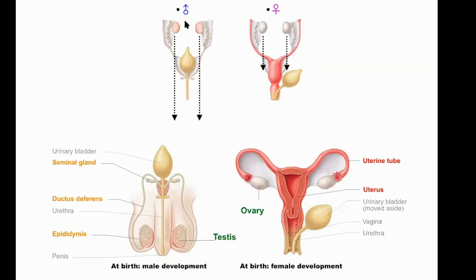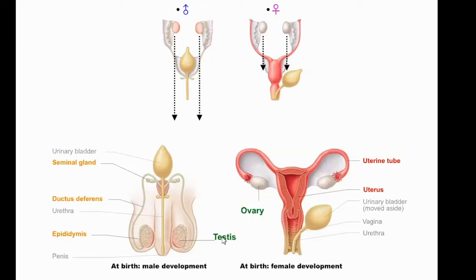For the internal reproductive structures, these two organs right here are forming from the same embryonic tissue, and they're going to become the gonads, right? The testes of the male and the ovaries of the female. And again, these are homologous structures because they're coming from the same embryonic tissue. This one, under the influence of a gene that's on the Y chromosome, becomes the testes. In the absence of that, it becomes the ovary.